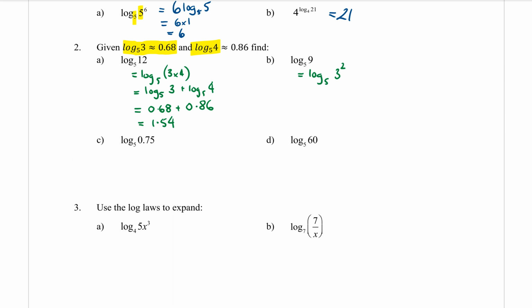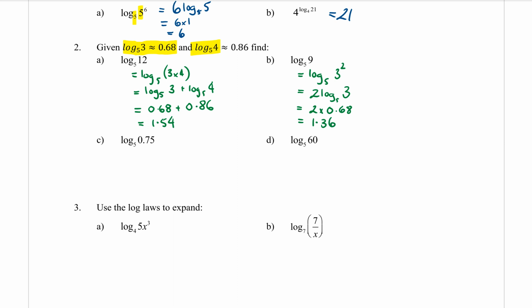Okay, we could do 3 times 3 as well, but 3 squared gives me an opportunity to use my third log law. So when I have a power, the third log law says I can bring that power down the front. So that's going to be 2 log base 5 of 3. Log base 5 of 3, we've got that highlighted over here, that's equal to 0.68. So I just need to go 2 times 0.68, which means that that log is equal to 1.36.